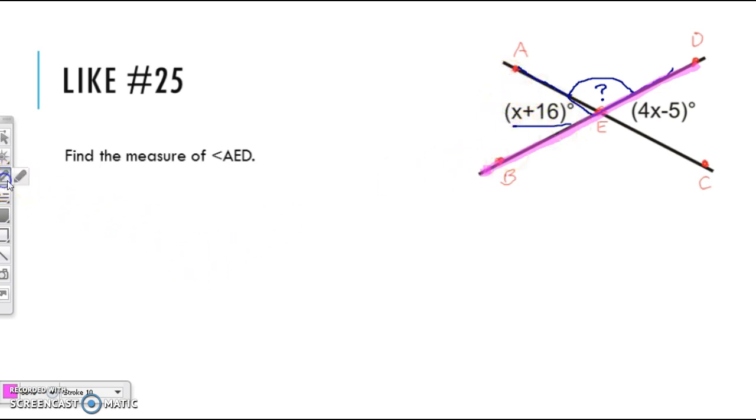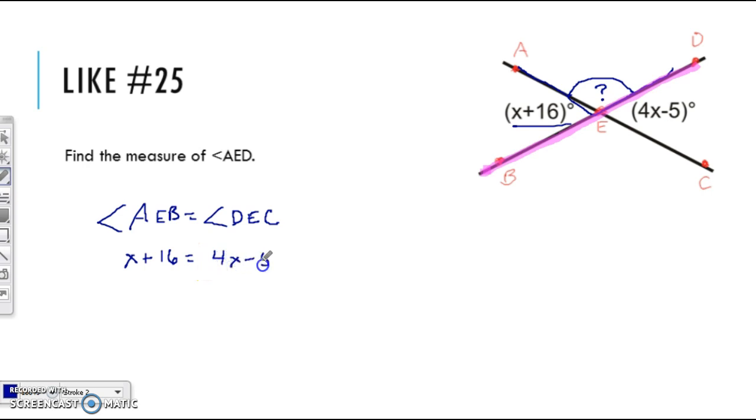And the way I do that is I know that since AEB and DEC are congruent, angle AEB equals angle DEC. Does that make sense? They're like December. They are vertical angles, so they are congruent. Angle AEB, they tell us, is x plus 16. Angle DEC, they tell us, is 4x minus 5.